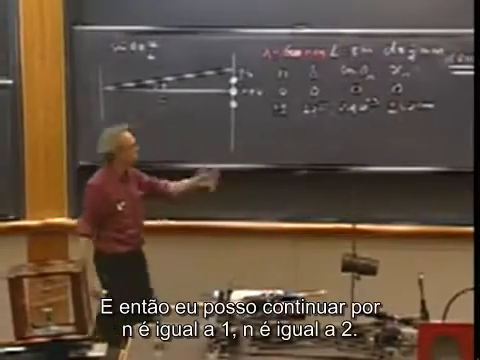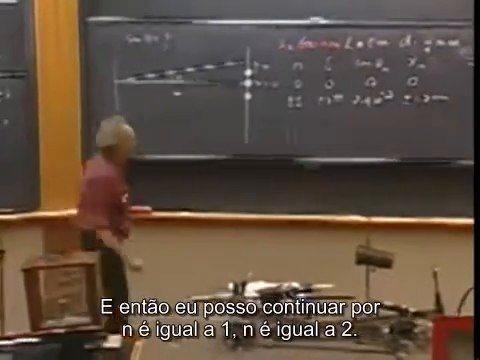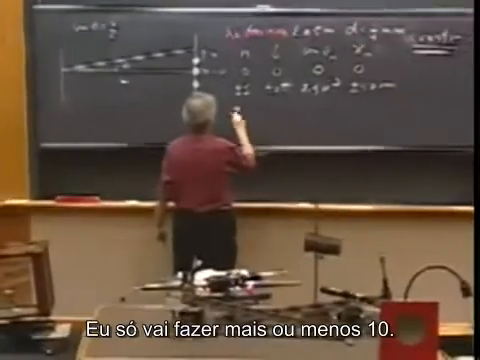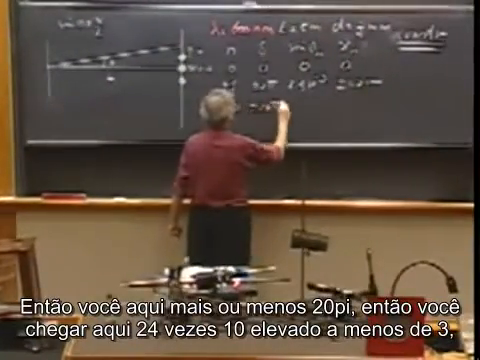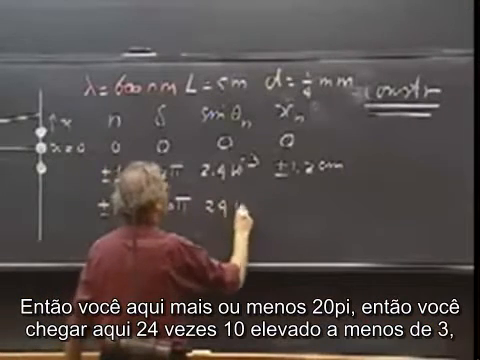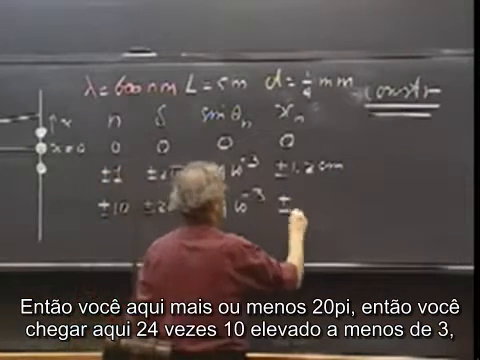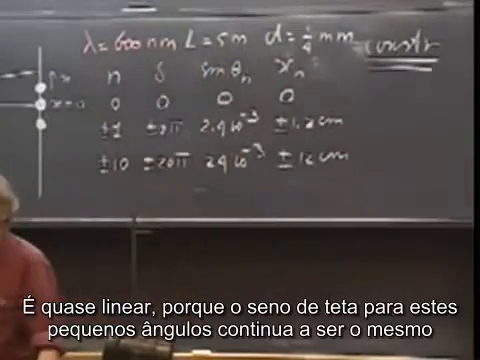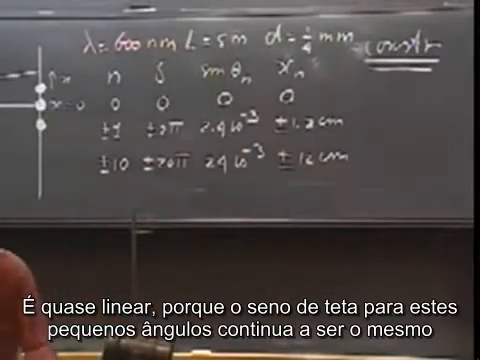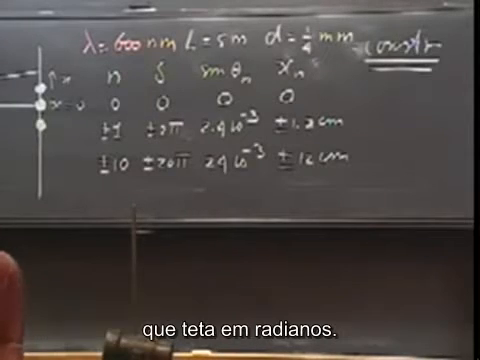And then I can continue for n equals 1, n equals 2. I will just do plus or minus 10. So then you get here plus or minus 20 pi. So then you get here 24 times 10 to the minus 3. And so you get plus or minus 12 centimeters. It's almost linear, because the sine of theta for these small angles is still the same as theta in radians.